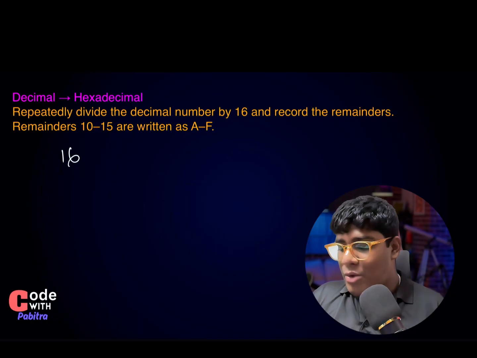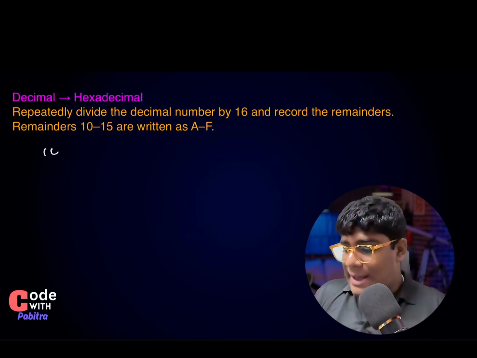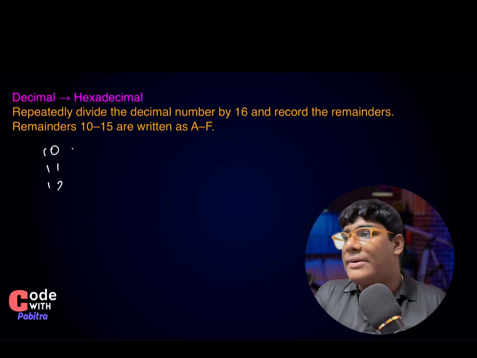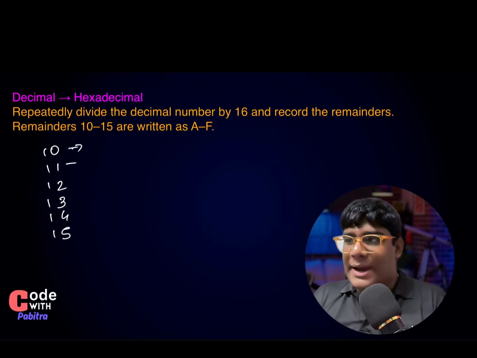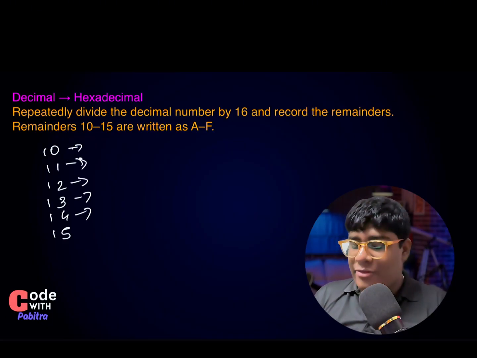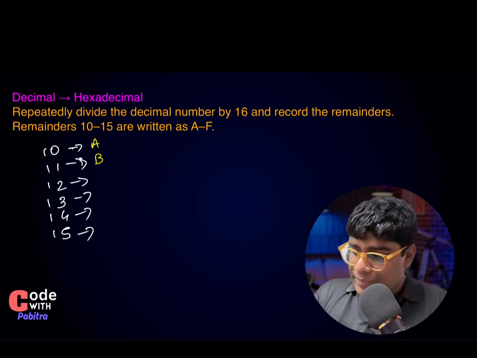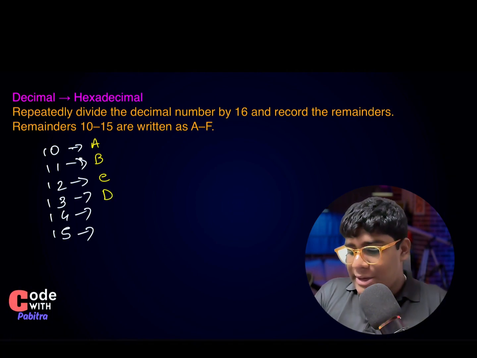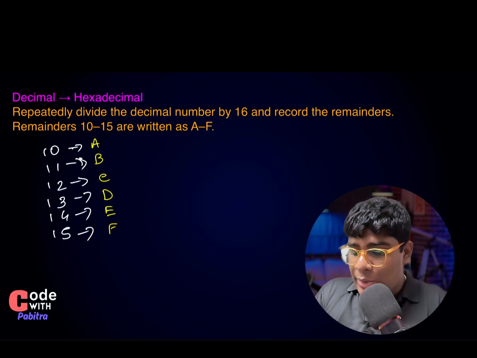This is the most important thing you need to know in this conversion. If the remainder is 10, 11, 12, 13, 14, 15, you should know this much only. 10 means A, 11 means B, 12 means C, 13 means D, 14 means E, and 15 means F. And now you should read the remainders from bottom to top. So let's see one example. One example should make everything clear.